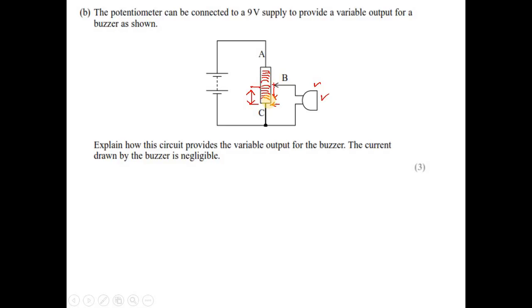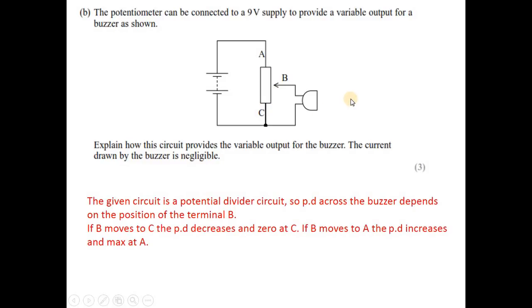So if B is connected with C, then the potential difference for the buzzer will be 0. And if you move towards A, then the potential difference keeps increasing and increasing, and at A the potential difference will be maximum. That's how you can vary the potential between the points B and C, or around the buzzer, if you slide the slider B along AC. So you can include all these points in the statement like that. I hope you will be understanding all these points.